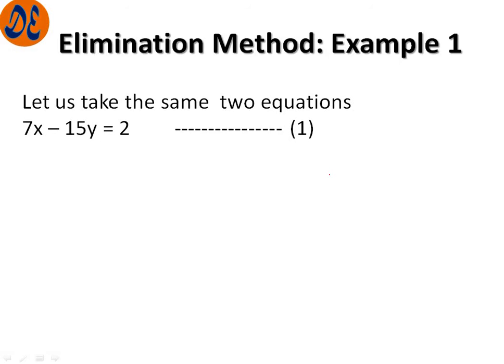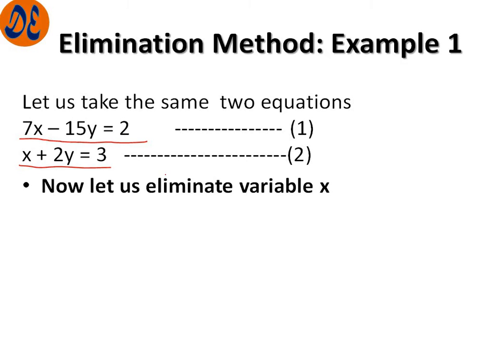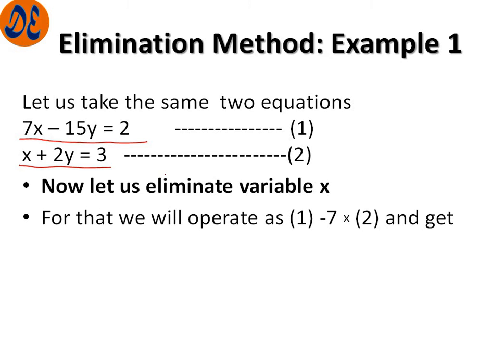Now let us take some examples. Suppose we have got two equations, 7x minus 5y is equal to 2 and x plus 2y is equal to 3. So let us think which variable we should eliminate. Now suppose we want to eliminate variable x. Now it is easy, so we are going to eliminate variable x.